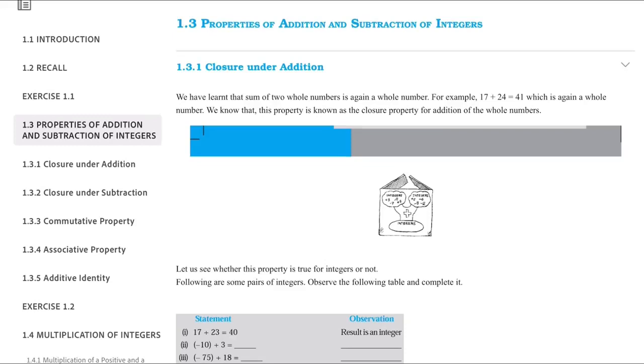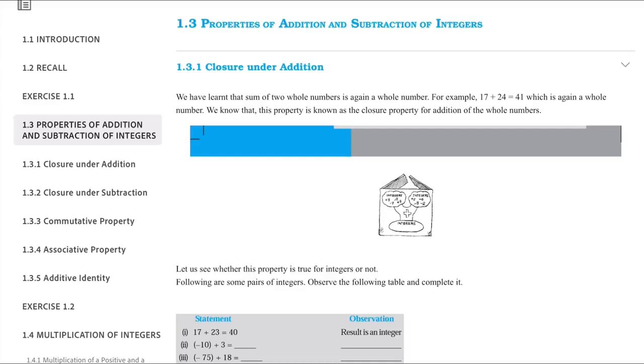Today we are proceeding with our chapter Integers, and in this lecture we are discussing the properties of addition and subtraction of integers. So without wasting any more time, let's get started.